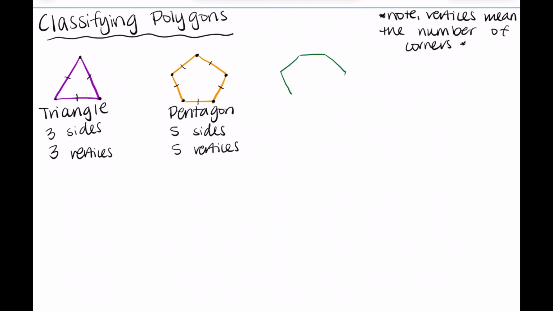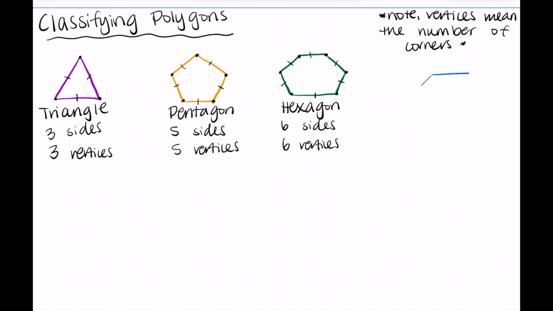Our next shape here, we're getting progressively a little bigger. This shape has 6 sides, and a shape with 6 sides, that is what we call a hexagon. And if we count up all the sides just one more time visually, we see that there is 6, and it also has 6 vertices. So 3 sides, 5 sides, 6 sides.